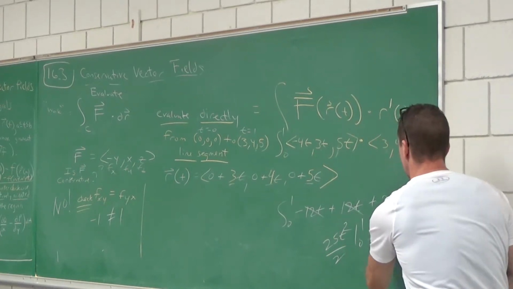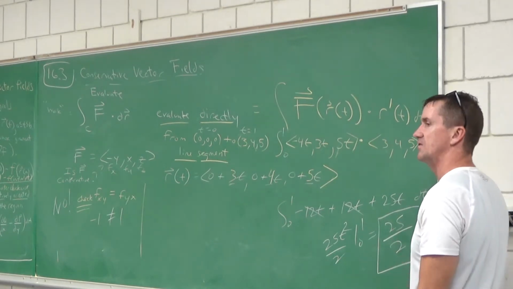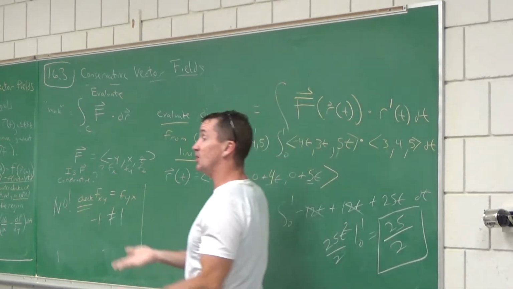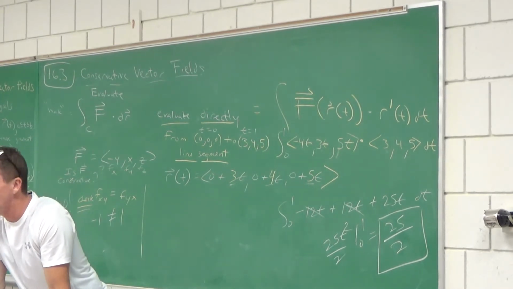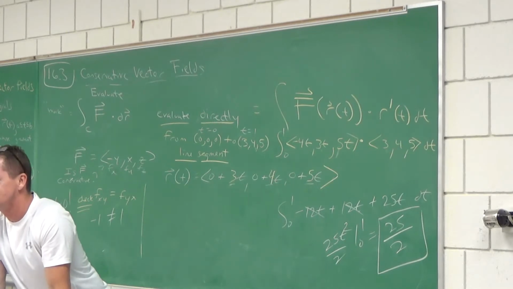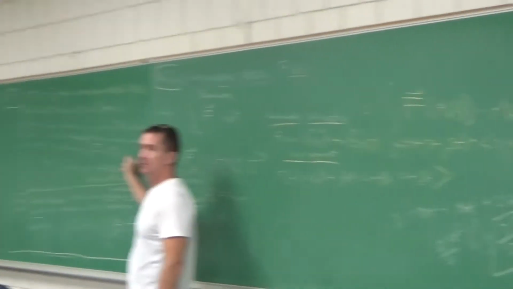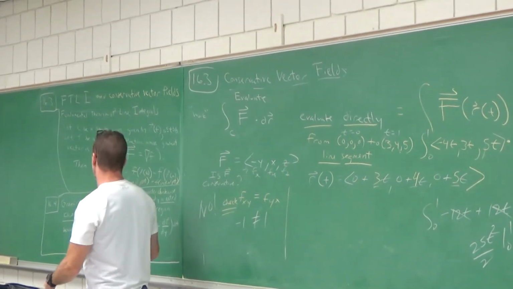What's the work? The work done by the vector field to move a particle along that path would be 25 over 2. Sometimes working it out directly is not so bad, but other times it could be absolutely absurd and ridiculous. So the fundamental theorem comes in handy sometimes, doesn't it? But we couldn't use it there. Awesome. Now, we'll move on to this.